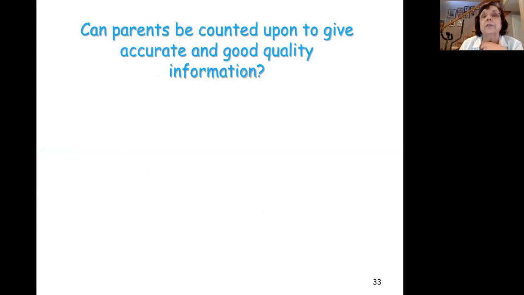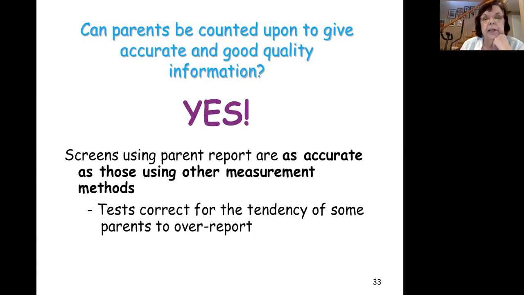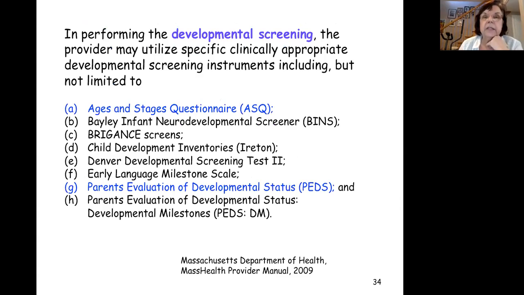So one of the big questions is, can parents be counted on to give accurate and good quality information? Through a number of studies, the answer has been a resounding yes. These screens can be as accurate as many other measurements, although there are some provisos. The tests do try to correct for the tendency of some parents to over-report, and for the tendency of parents to under-report as well.